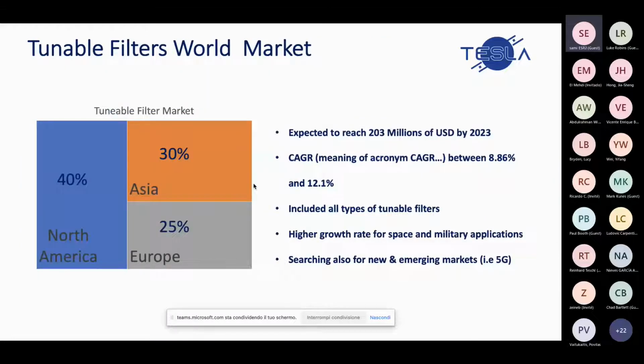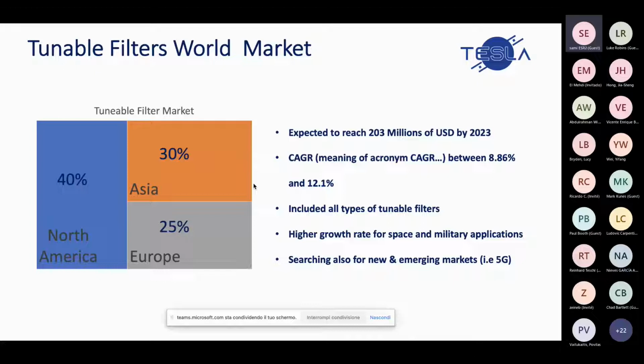So here is a brief research on the tunable filter world market. The global RF tunable filter market is expected to reach $203 million by 2023, as investigated by MarketsandMarkets, with a compound annual growth rate between 8.86 and 12%, as investigated by Research and Markets.